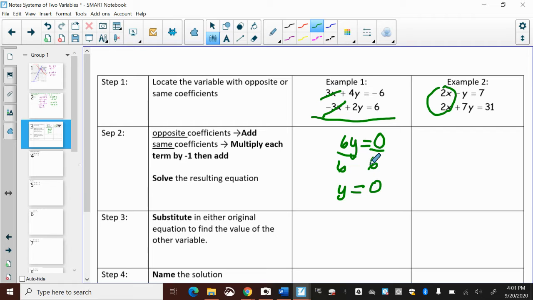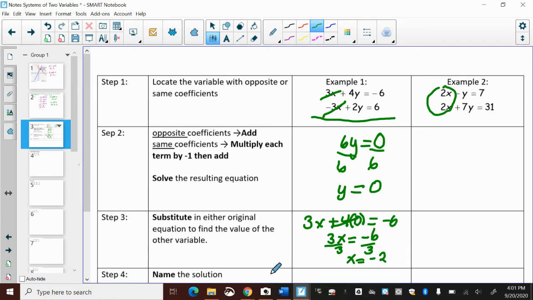Once we know what y is, you can pick either of the two equations to solve for the other variable. I'm going to use the top one. So 3x plus 4, and now we're going to substitute the 0 in, is equal to negative 6. Again, I'm using this equation here. We're looking for the x. We substitute 0 in for y. Now we're going to solve for x. This is just going to get a 0, so we wind up with 3x is equal to negative 6. Divide by 3. We get x is equal to negative 2.